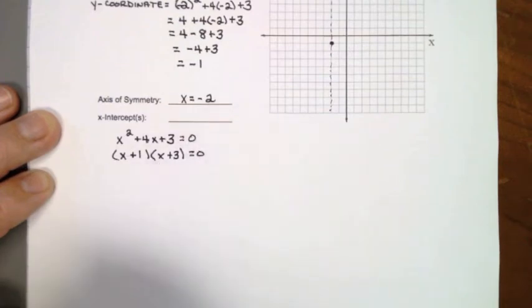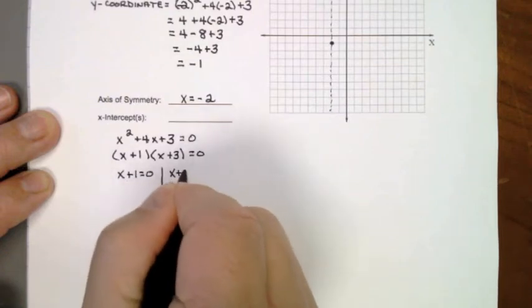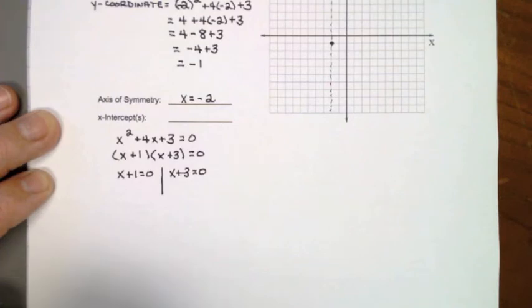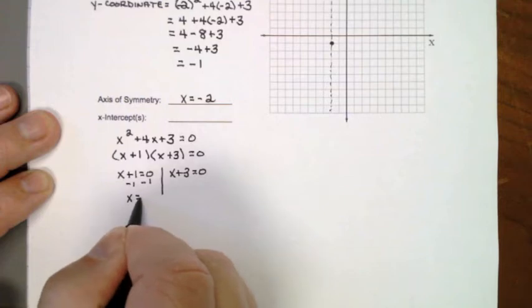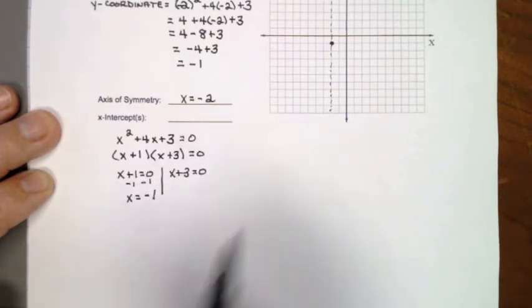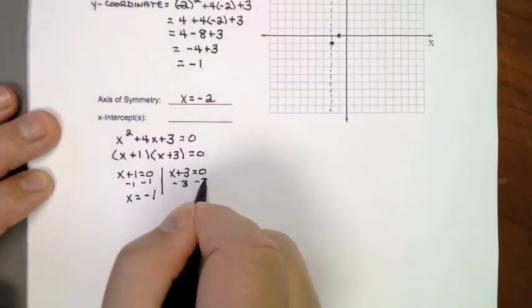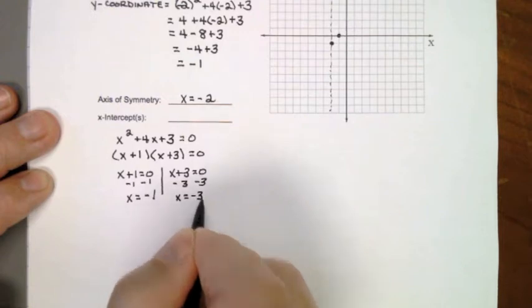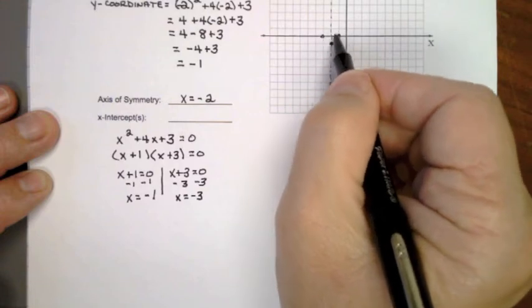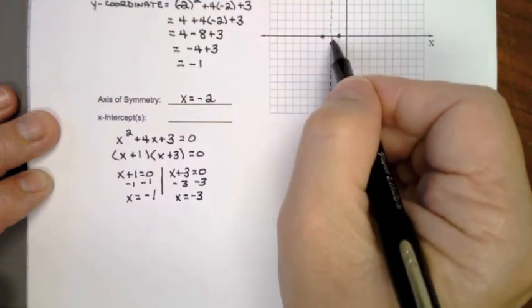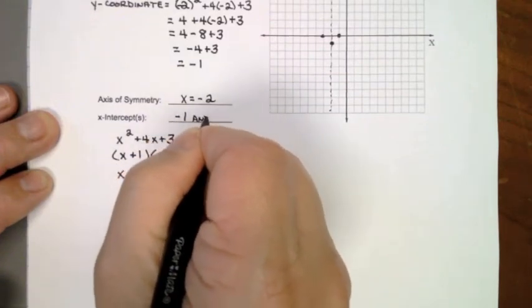I'm going to set these two equations equal to 0. X plus 1 is equal to 0, and x plus 3 is equal to 0. When I solve these two, I'll get my two x-intercepts. Subtract 1, subtract 1. X is equal to negative 1. One of my x-intercepts is negative 1. Subtract 3, subtract 3. X is equal to negative 3. One of my x-intercepts is also negative 3. 1, 2, 3. See how these 2 points are equal distance from each other on this dotted line? Negative 1 and negative 3.